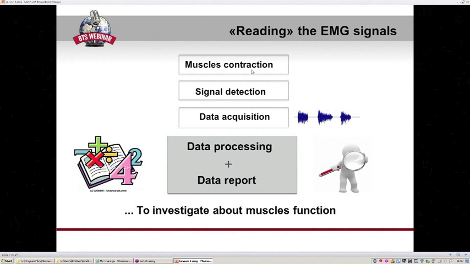After having detected and recorded the electrical activity coming from the muscle during the contraction, we can investigate muscle function. To do that, we usually start from the raw EMG signal, which is properly processed and then presented in a document which reports the desired analysis results.